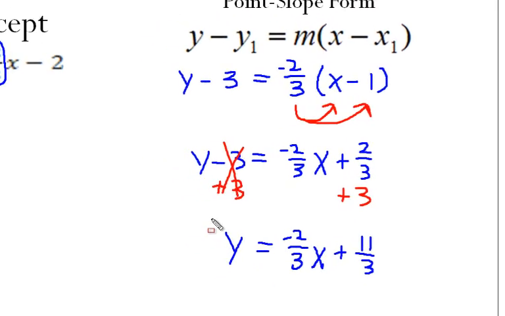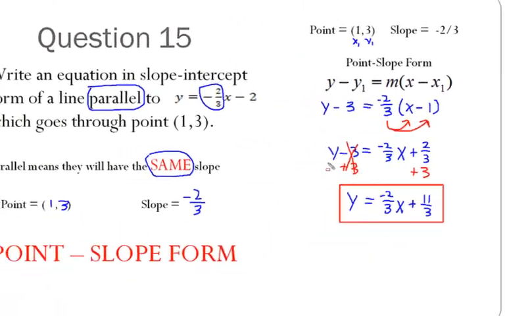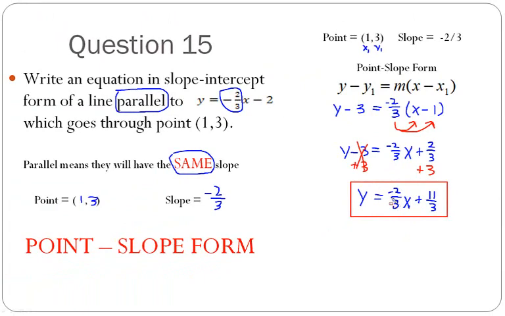This equation here is in slope-intercept form, and it is parallel to this equation because it has the same slope and it goes through this point.